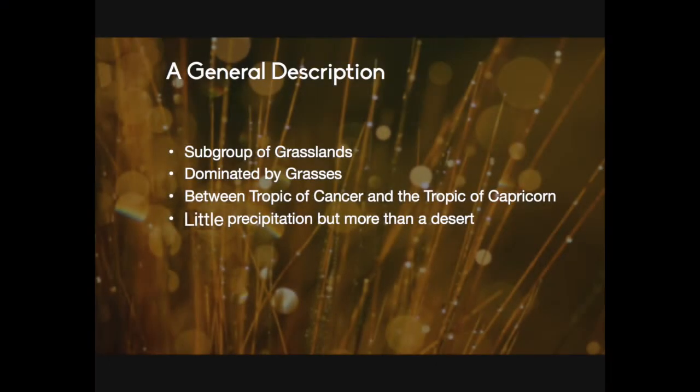Temperate grasslands are a subcategory of grasslands. They are most notably categorized by the amount of grasses that thrive in these biomes. This biome is located between the Tropic of Cancer and the Tropic of Capricorn, such as the Pampas of South America. A grassland is not quite a desert, but not quite a forest either.